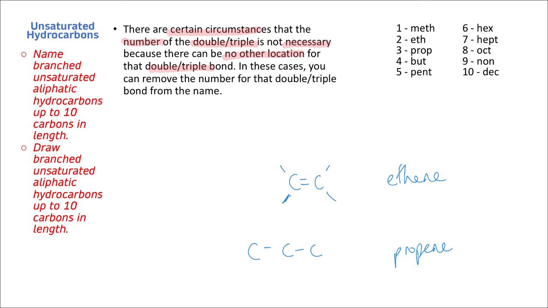But as soon as you go to 4 carbons, you can either have the double bond here, making it a 1-butene, or alternatively over here, which would make it a 2-butene. Therefore you do need to put the number in, so you have to think about whether you put the number in or not for short substances. And that's it.